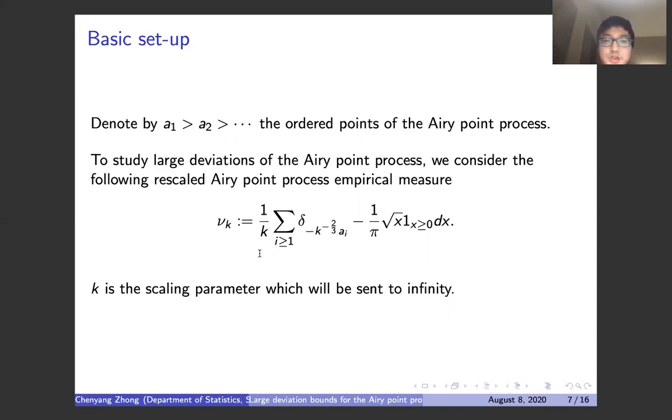We note that there are two terms. In the first term, the scaling of k^(-2/3) corresponds to the edge scaling of the GUE. And the second one is an equilibrium measure. So by subtracting it off, we can study large deviation. And we also remark that here k is a scaling parameter which will be set to infinity. We are actually studying the restriction of this empirical measure to a finite interval, say -R0 to R0 later.